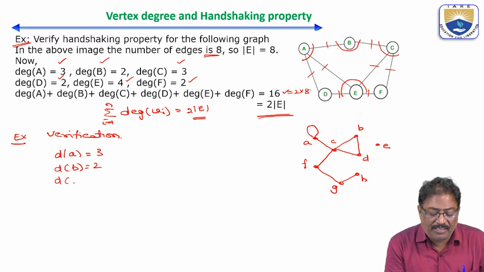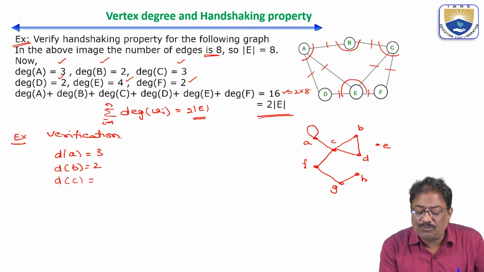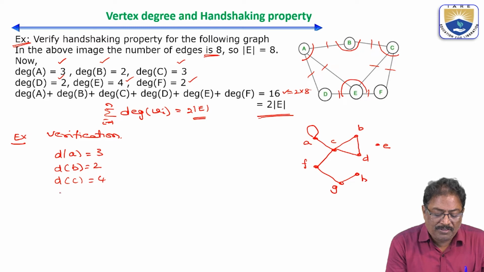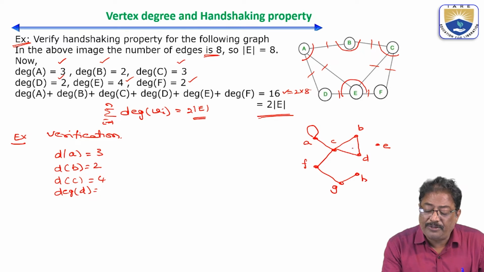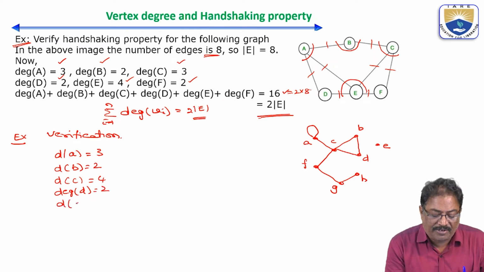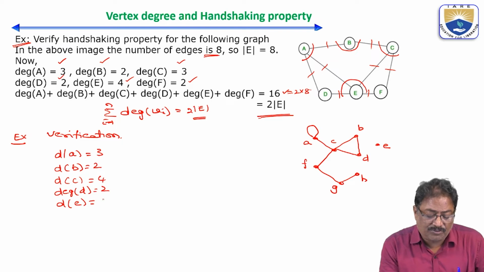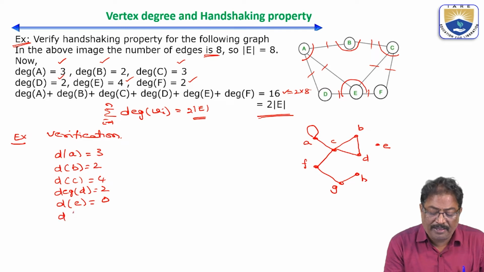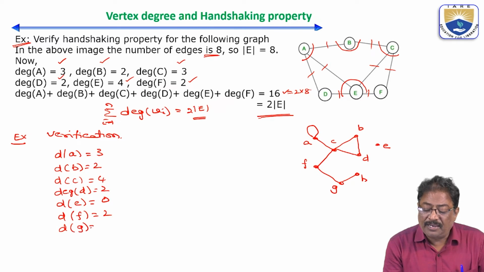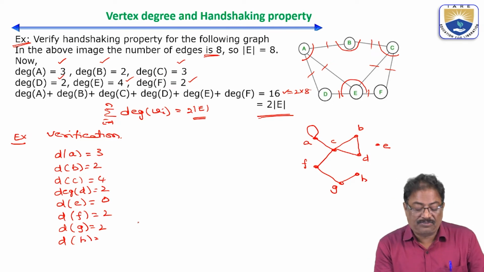And then degree of C is 1, 2, 3, 4. So it is 4. Then degree of vertex D, I am just taking, let us say these are both the same. Degree of vertex D is only 2. And the next, degree of vertex E. There is no edge passing through that. It is isolated, so I am taking it as 0. Then degree of F is 2, and the degree of G is 2, and the degree of H, which is a pendant vertex, is 1.